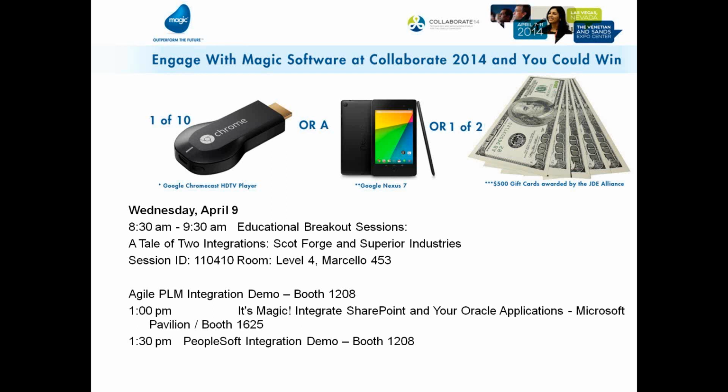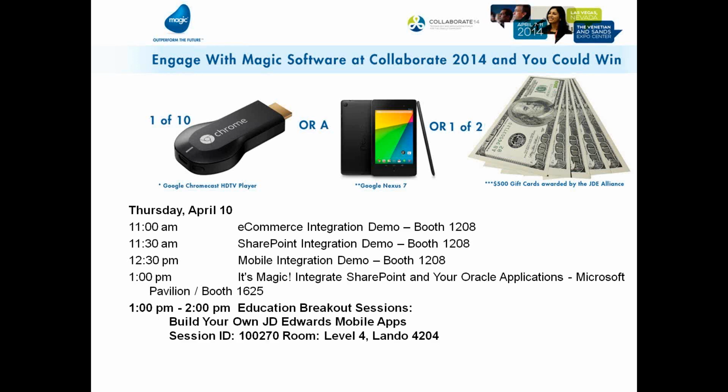We'll also, that day at 1 o'clock, you'll have some free time. There's an Agile PLM integration demo at the Magic Software booth 1208, and at 1:30, a PeopleSoft integration demo. Again, you'll be able to attend these demos and be a possible winner of the HDTV player. Believe me, the odds are much better than the lottery because it's a small booth and there can only be so many people that gather around for that.